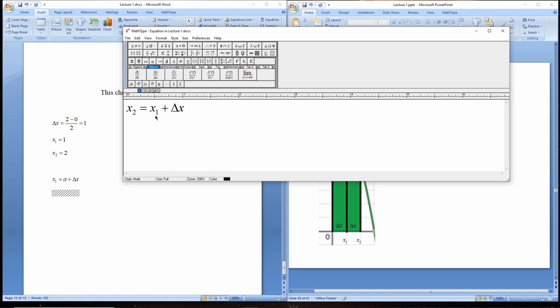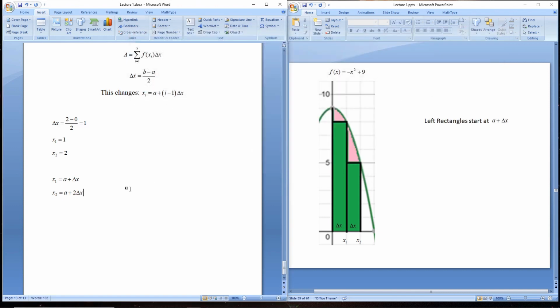And we know what x1 is. We just figured it out. x1 is always, for left rectangles, a plus delta x. Let's substitute that in. x1 is a plus delta x. So you can see we actually have 2 delta x's here, so we'll just add them together. And that is our expression for x sub 2.